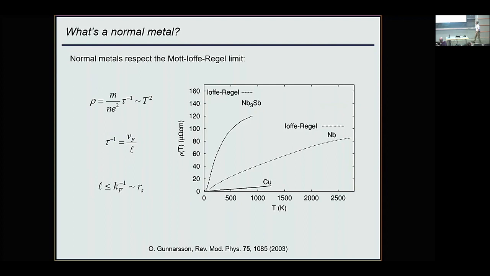The second aspect of what's normal is the resistivity should saturate in a normal metal. So it can't go to infinity. In other words, the scattering rate can't become infinite. It's always bounded by the mean free path. The mean free path can't get smaller than the distance between electrons or the lattice parameter.